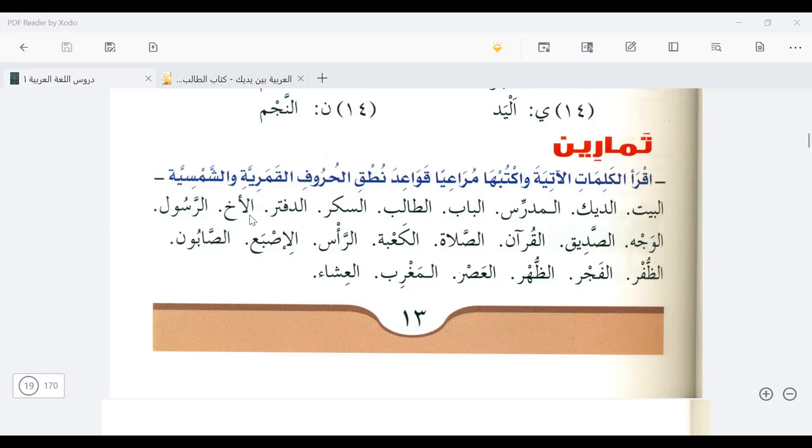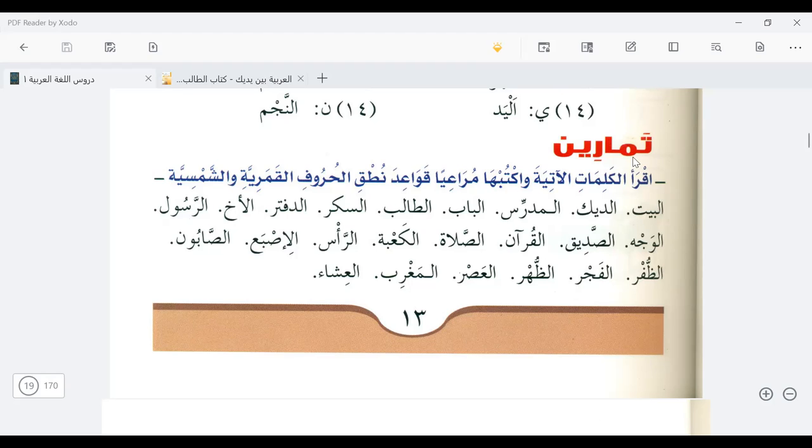Just say it. Okay. Al-akhu. What is the meaning, teacher? The brother. Al-akhu is the brother. Ar-Rasulu, sallallahu alayhi wa sallam. Ar-Rasulu. So all this is the homework.